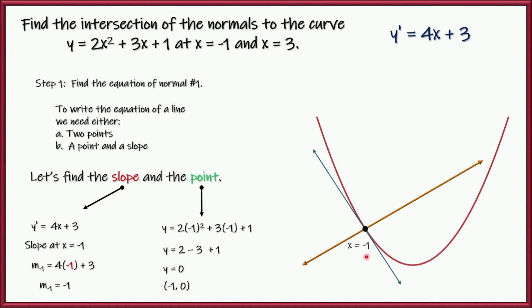All right, now our point. To figure out the point right here, we have to take that -1 and we have to plug it in to the original function. We can't plug it into the derivative. That just gives us the slope.